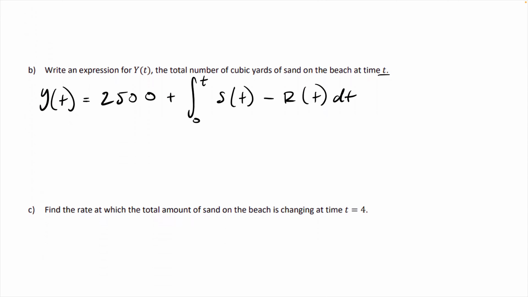S of t has to come first because that's the part that's being added. You're subtracting the added minus the leaving, right? So can I do R of t minus S of t? No. You can't do that because then that's reverse. You'll get a negative number. We don't want negatives. Okay?